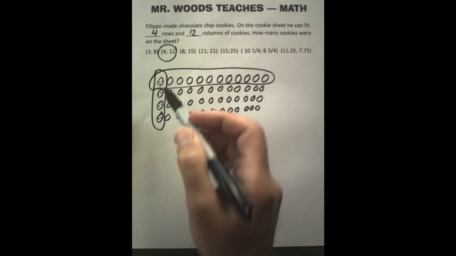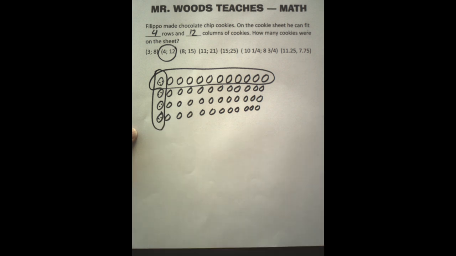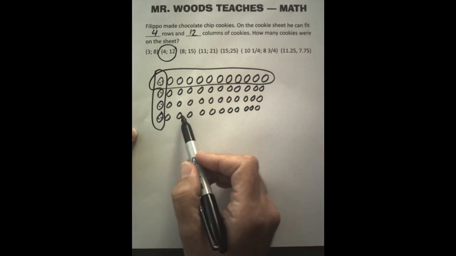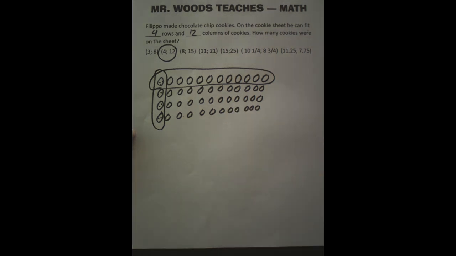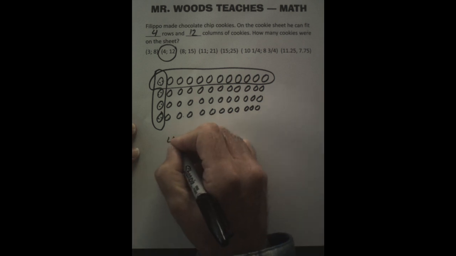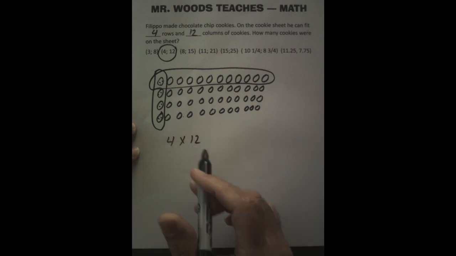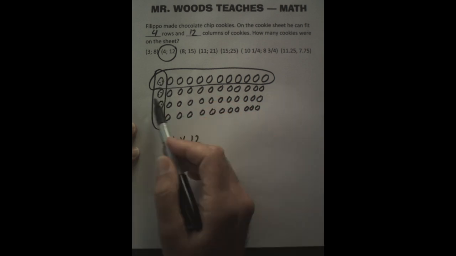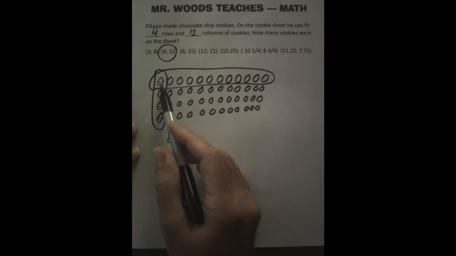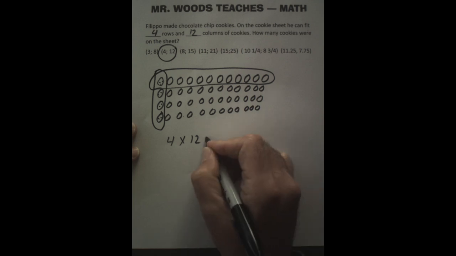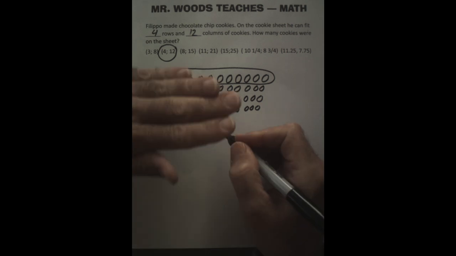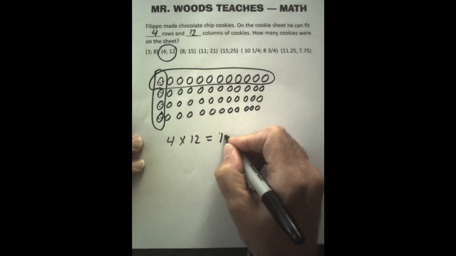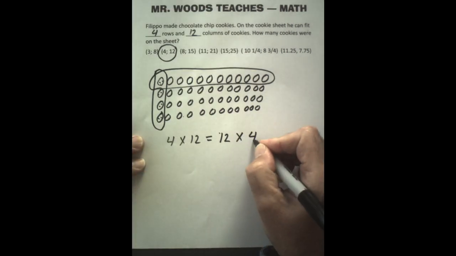How many are in a column? 1, 2, 3, 4. How many columns do I have? 1, 2, 3, 4, 5, 6, 7, 8, 9, 10, 11, 12. So I can have this as 4 times 12, which is 4 rows of 12, and that equals, if we rotate that 90 degrees, it could be 12 times 4.